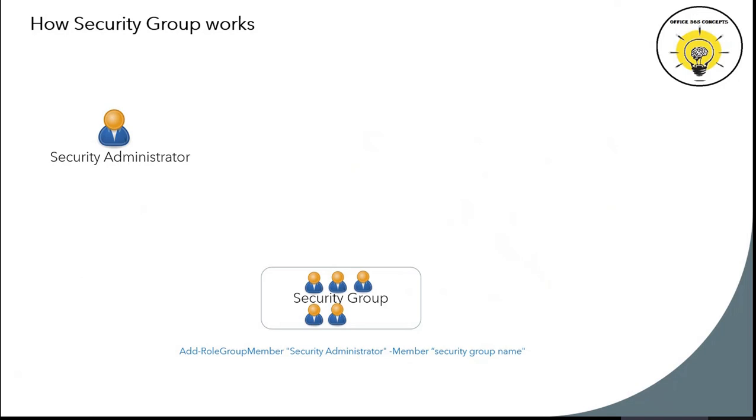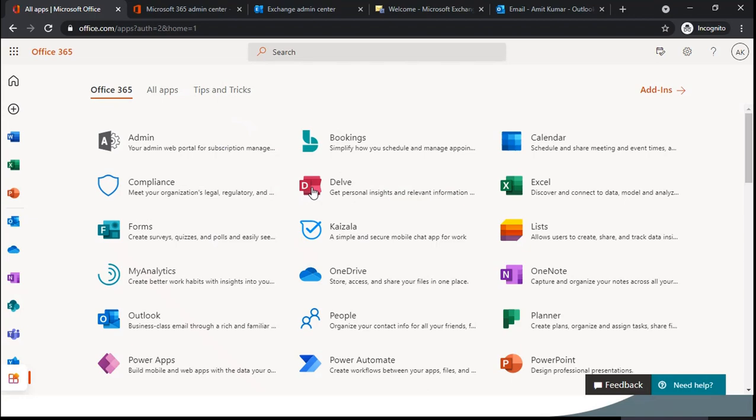If you want to assign the same permission to multiple users, instead of assigning that permission one by one to each account, you can simply create a security group, then add those users as a member of that security group and assign the permission on the security group. So all of the members of that security group will inherit that permission. Now let me show you how exactly security group works.